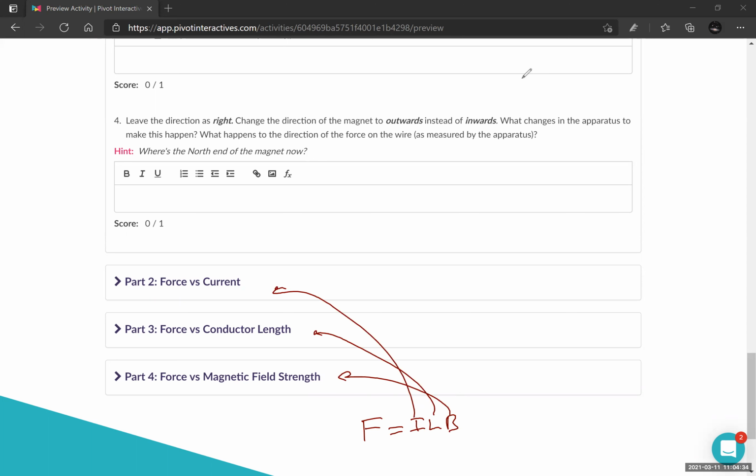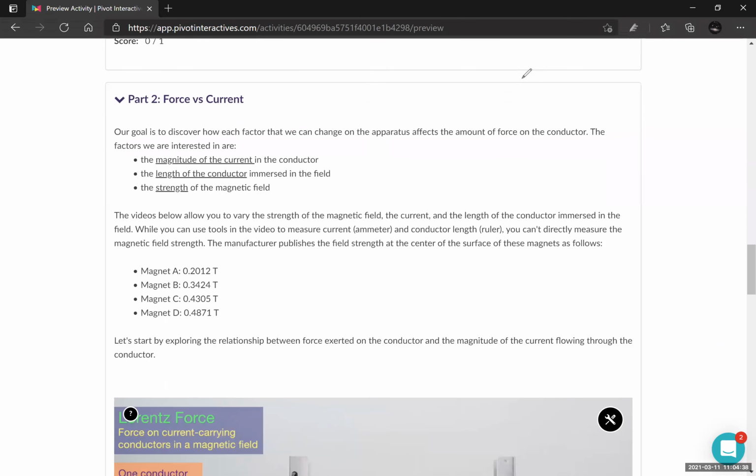All right, so let's look at the first one, part 2, force versus current. Our goal is to discover how each factor that we change on the apparatus affects the amount of force on the conductor. As I said, as the current changes, force should change. As the length changes, force should change. As the magnetic field strength changes, force should change.